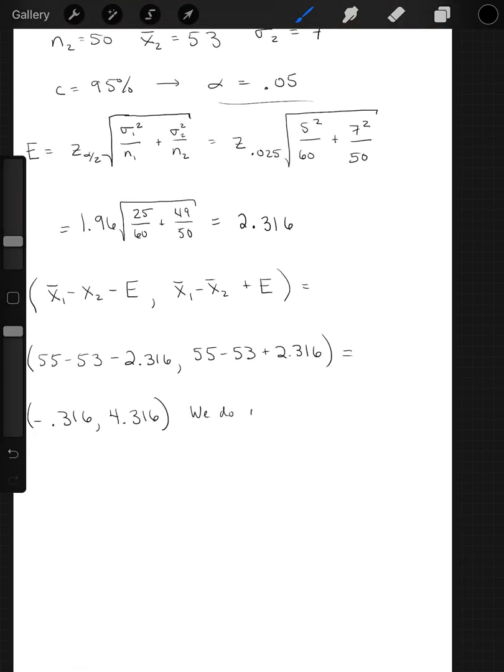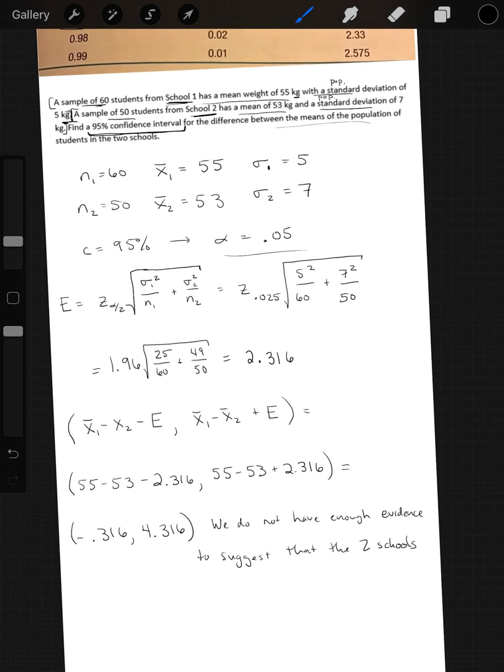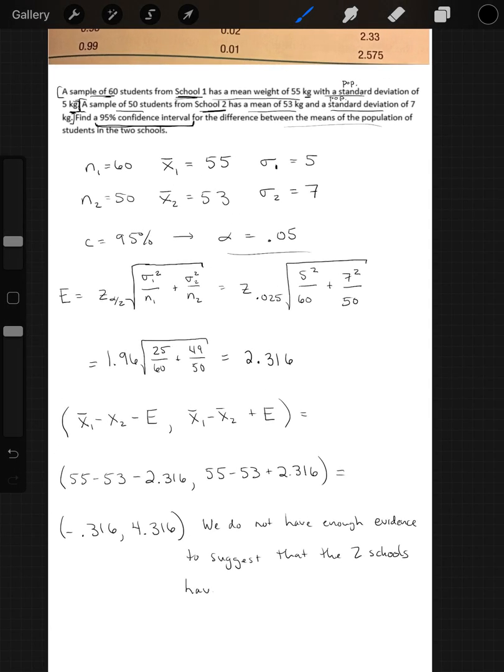So we do not have enough evidence to suggest that the two schools have a different mean weight. Right? Seems like students at the schools probably weigh about the same thing.